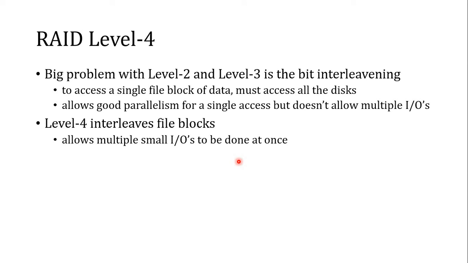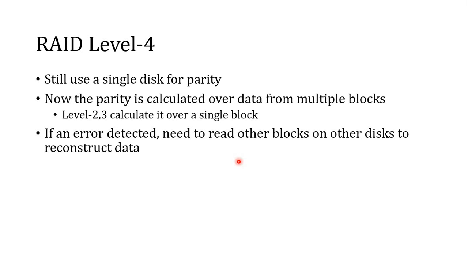So here in RAID level 4, the interleaving uses blocks, not bits. It still uses a single disk for parity. We are just evolving: we removed the ECC code in RAID level 3, but parity is still used. In RAID level 4, we also use parity, but with a different algorithm. Now the parity is calculated over the data from multiple blocks.